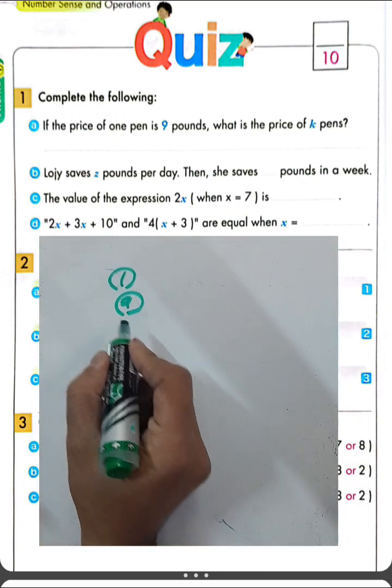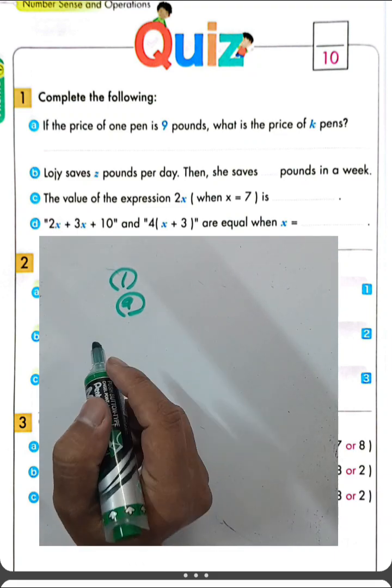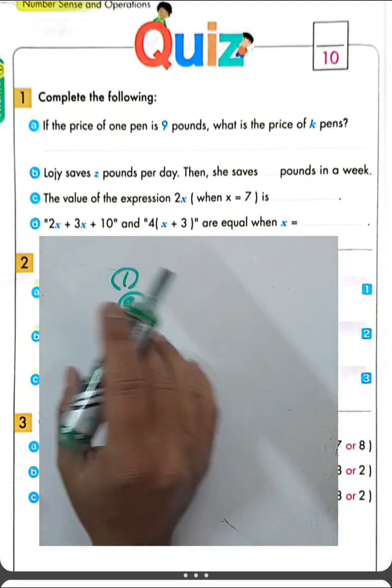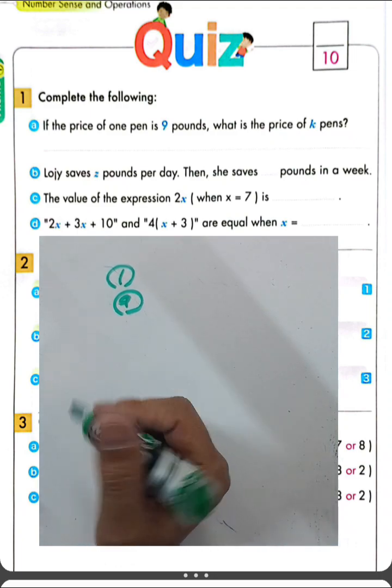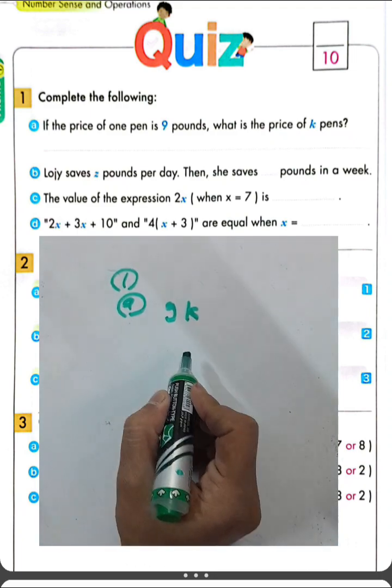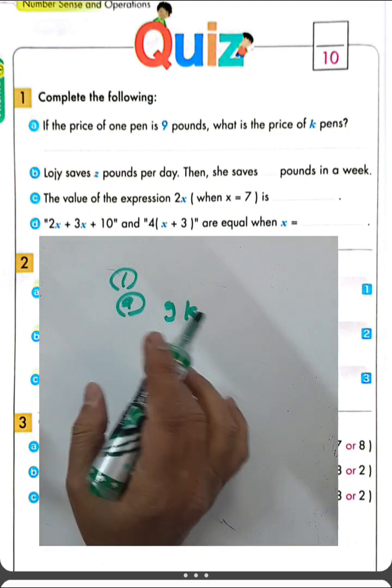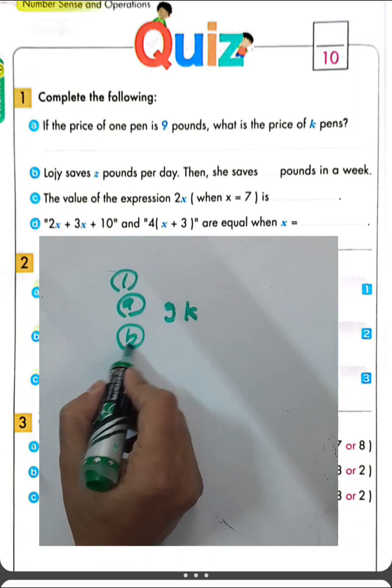Letter A: if the price of 1 pen is 9 pounds, what is the price of k pens? Price of 1 pen equals 9 pounds. What is the total price of k pens? 9 multiplied by k. It will be 9k.